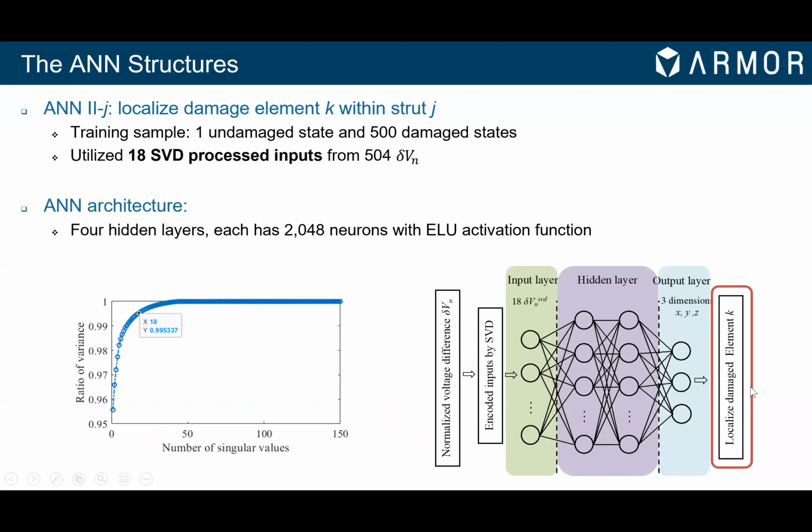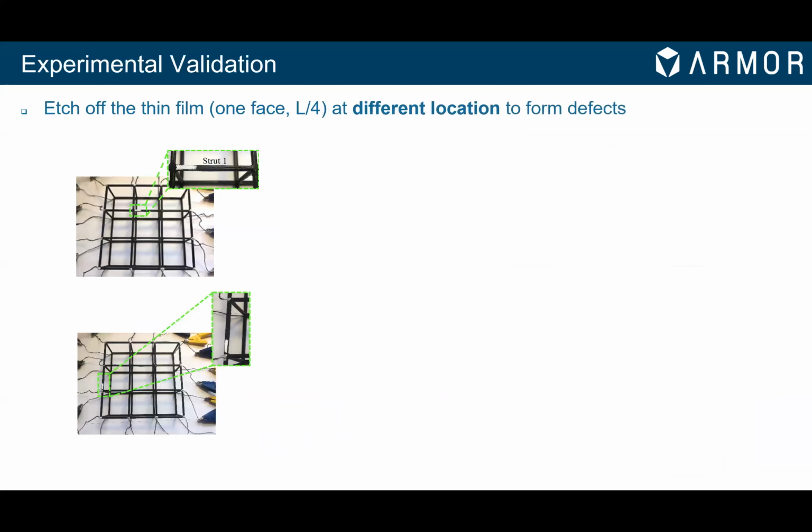The second ANN for training leveraged 1 undamaged state and 500 different damaged states, all within the strut itself. And it utilized 18 singular value decomposition processed inputs from, again, our 504 boundary voltage measurements. The ANN structure is similar to before with 4 hidden layers, and also uses an ELU activation function. And again, the goal of the second ANN is to localize where within each strut that damage is located.